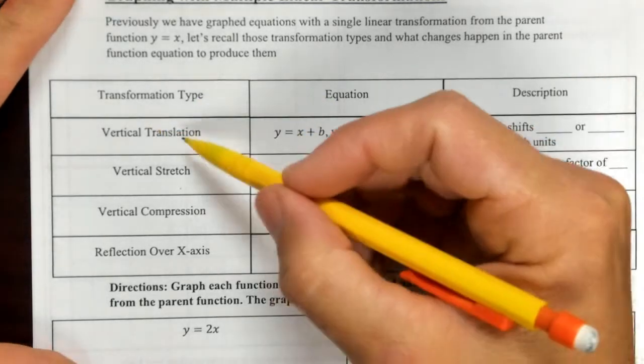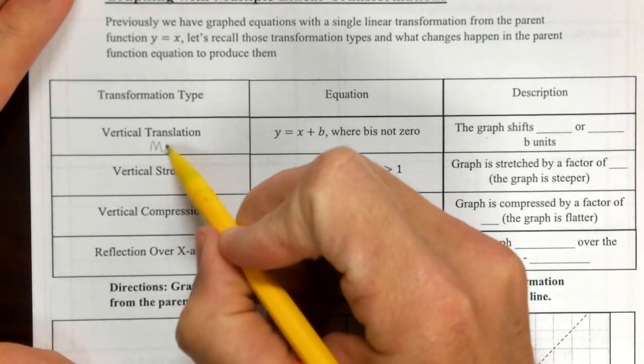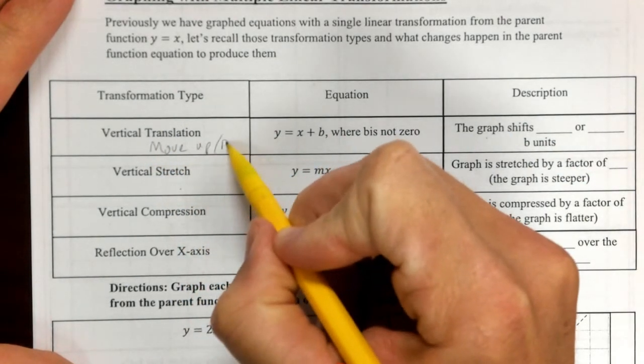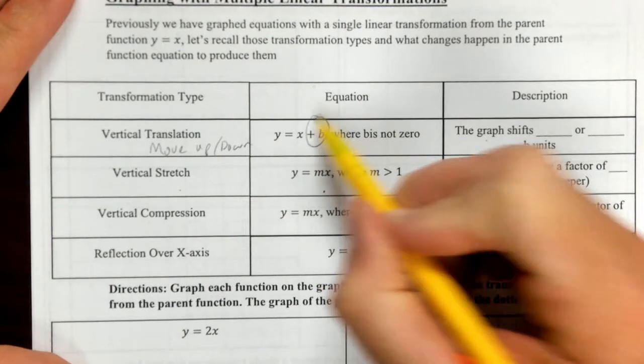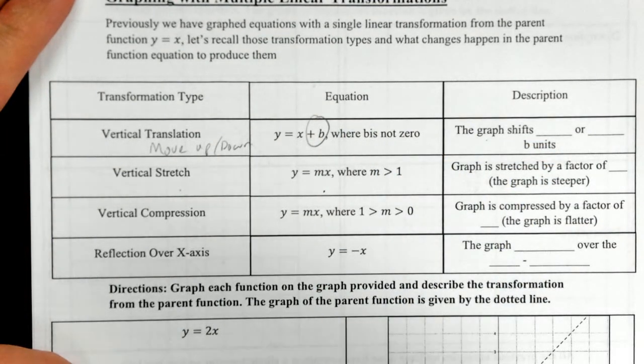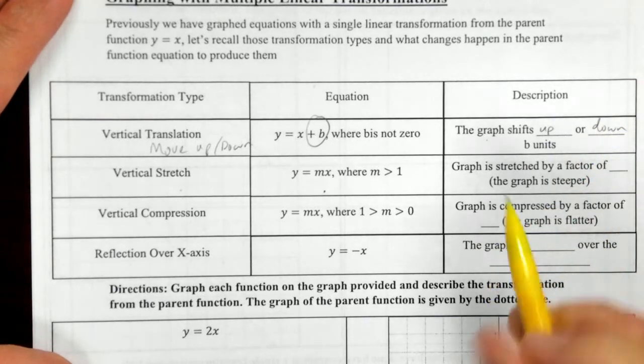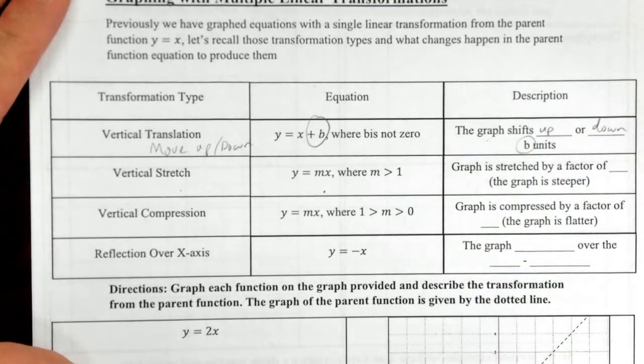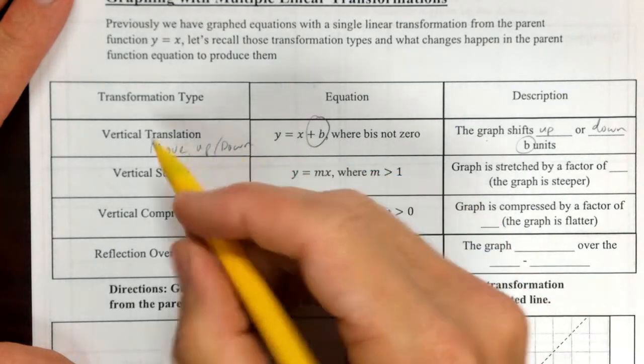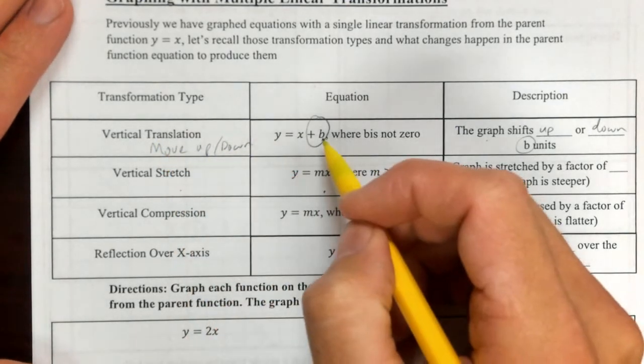We talked about vertical translation, that is to move up or down. And that's a change in the y-intercept. So a graph shifts up or down by that many units. We're going from the parent function, which has a y-intercept at 0, 0, passes through the origin. And we're going to translate up or down based on my y-intercept.